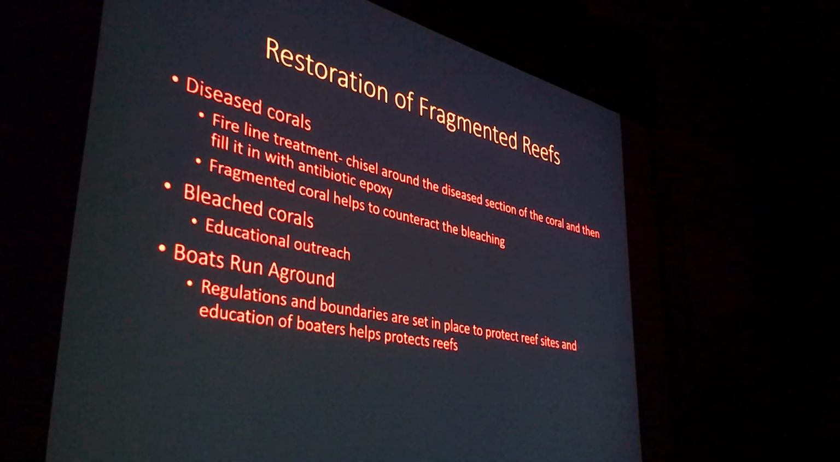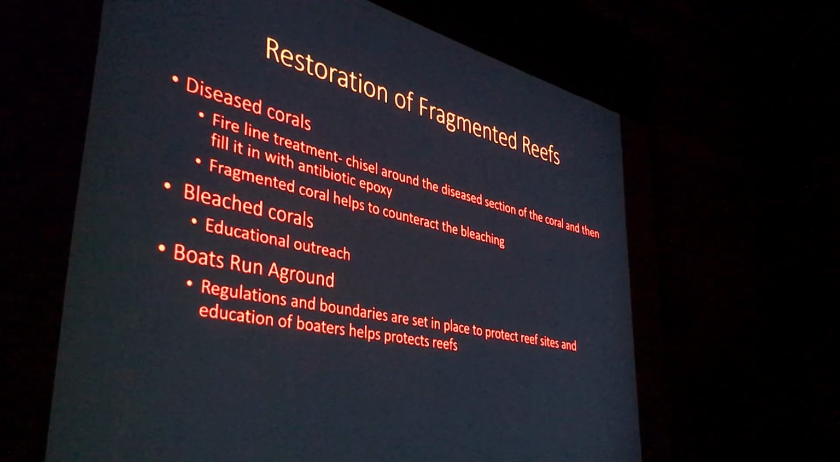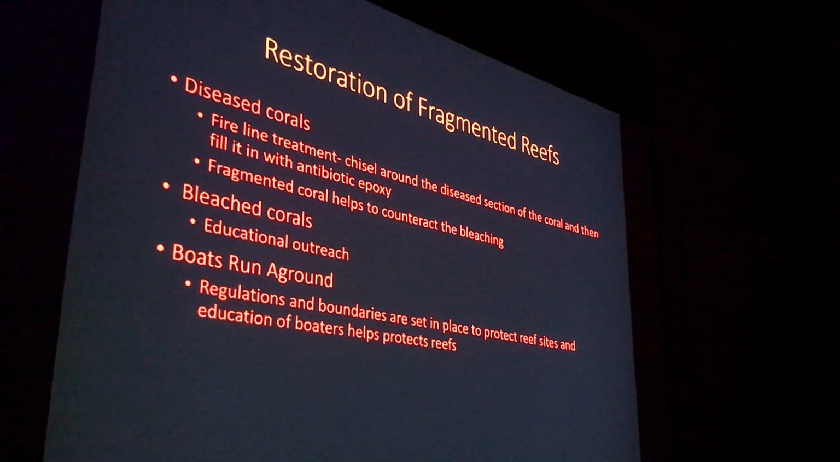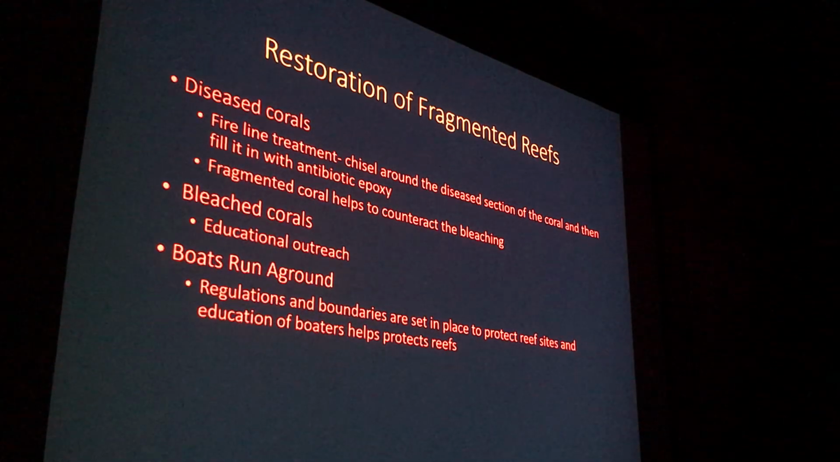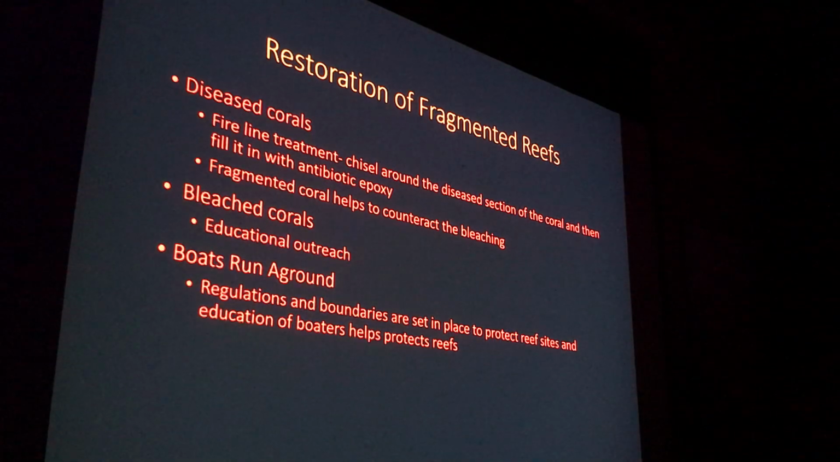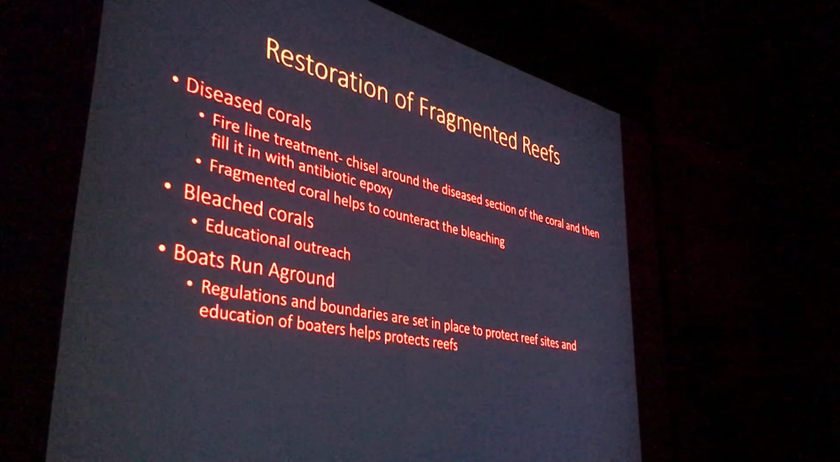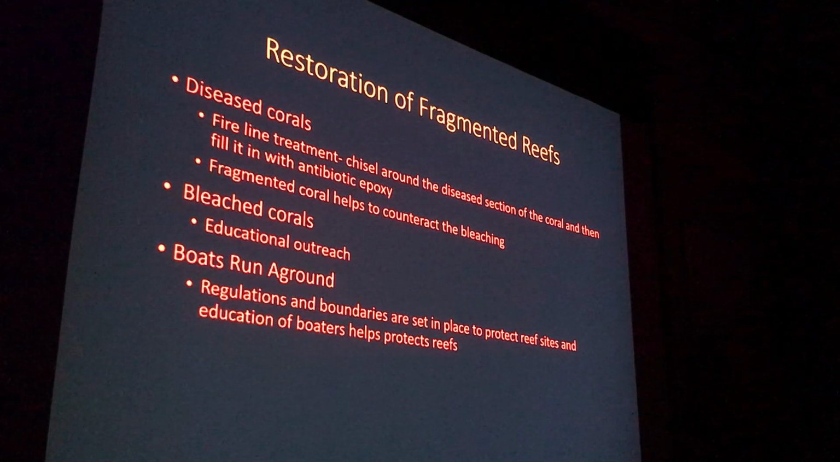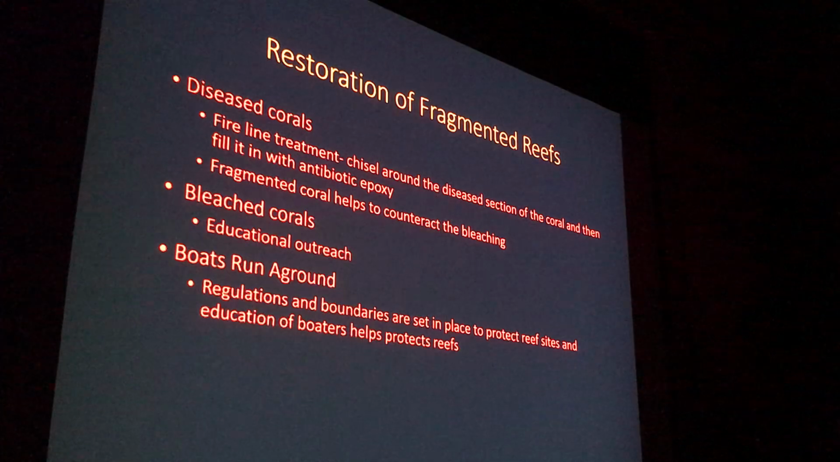Bleached corals, one of the best things that we can do is educational outreach, to get people to promote and believe that climate change is a real thing, because it is. And when boats run aground, the easiest way to fix that is regulations on boundaries on reefs, and to educate boaters so that they don't hit the reef.